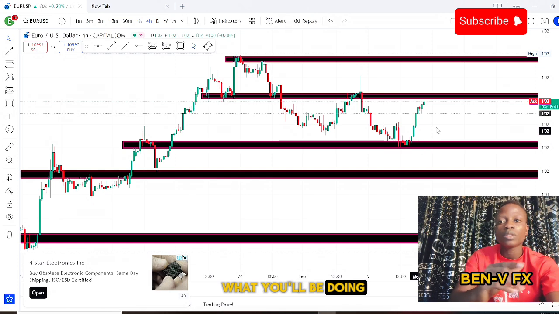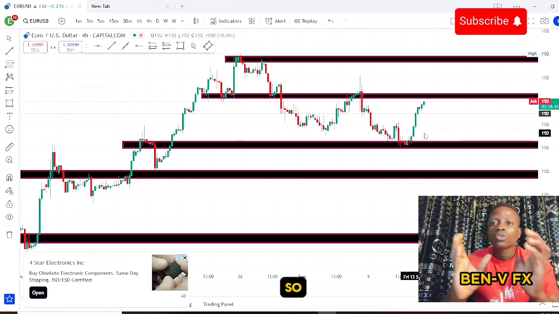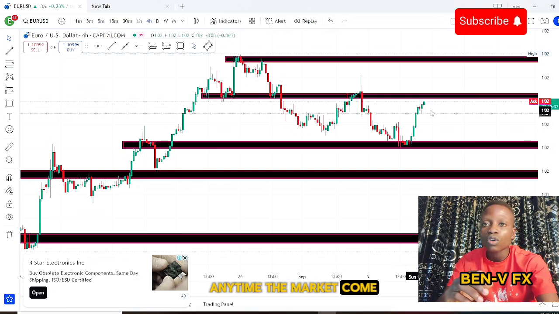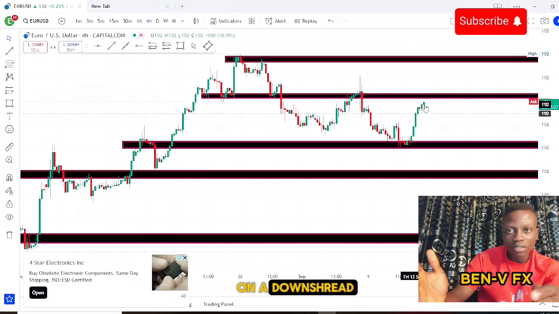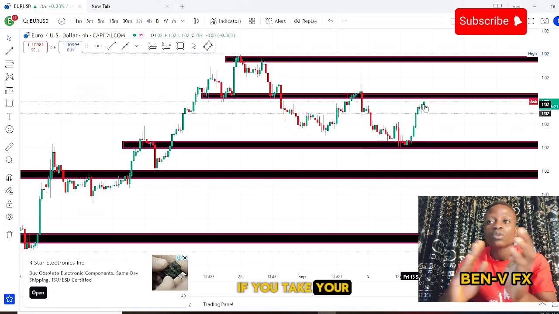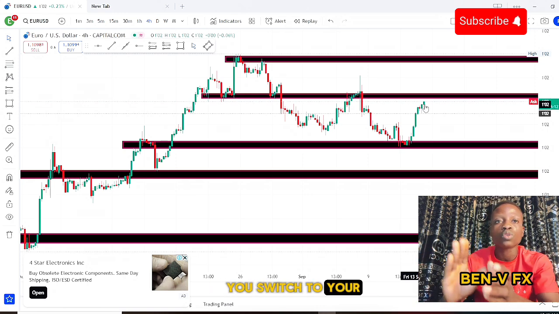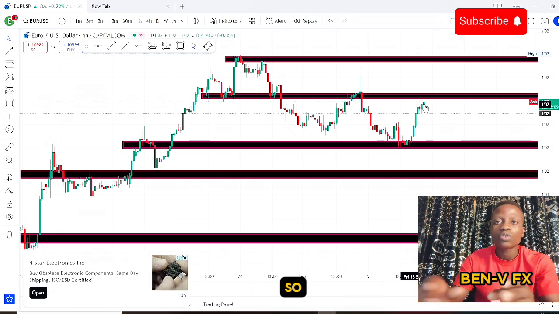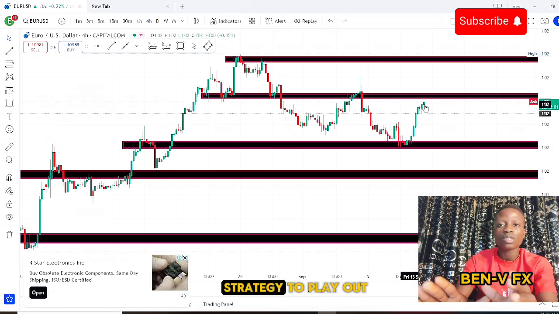So what you will be doing is, like, how to use your chart without indicator to analyze the market. Anytime the market comes to your support or resistance, if it is a resistance and the market is on a downtrend, you switch to a lower time frame. If you take your trade from the 15-minute, 5-minute, 30-minute or 1-hour time frame, you switch to the time frame where you take your trade from. So you wait for your setup to play out. If the market is on the resistance level, you take a sell. If the market is on the support level, you wait for your strategy to play out, then you take a buy.